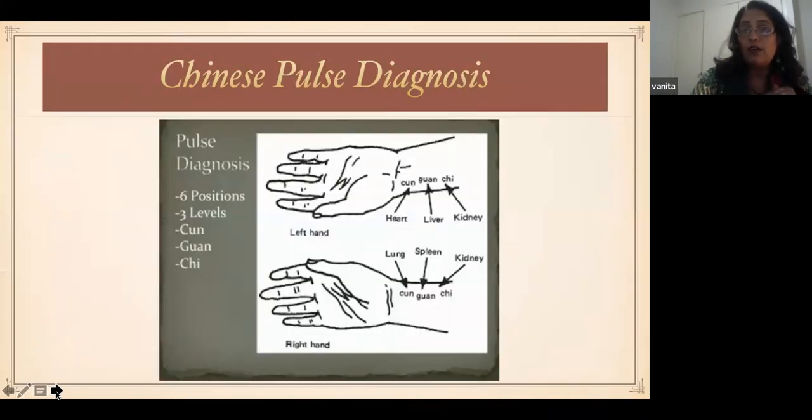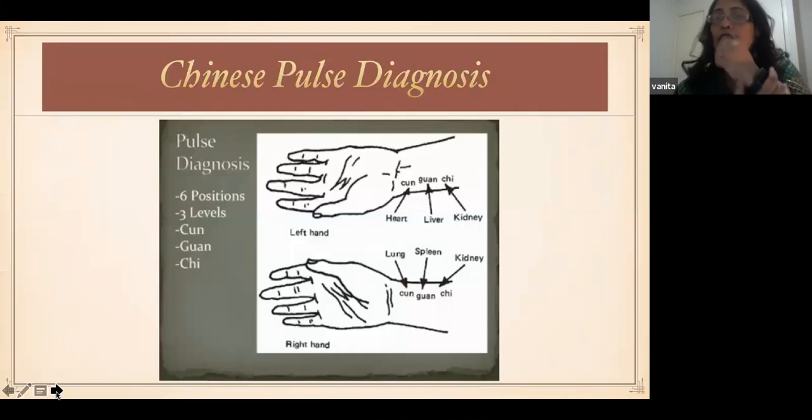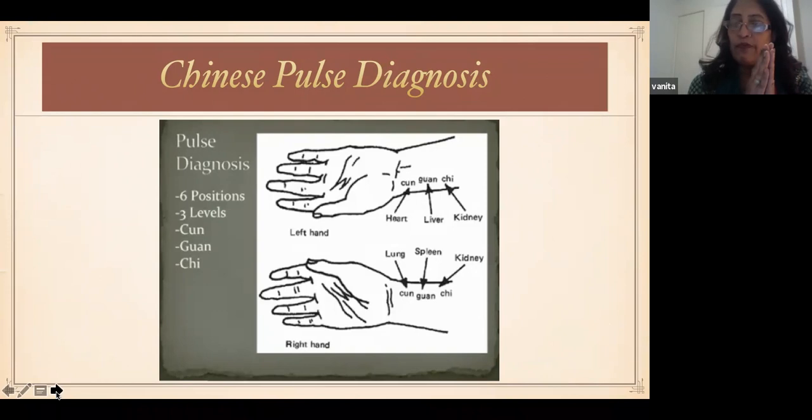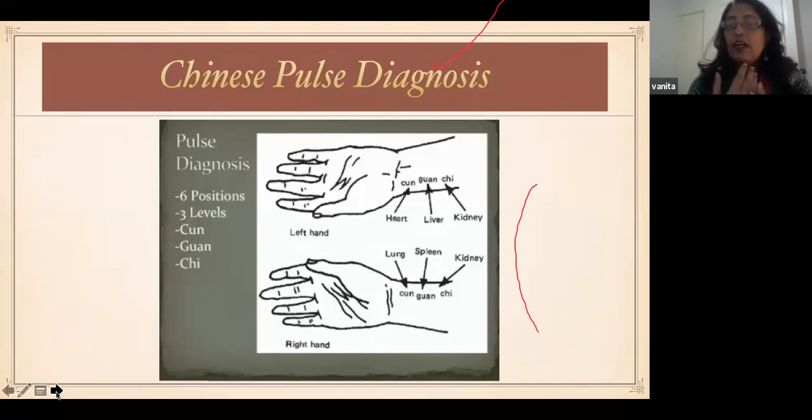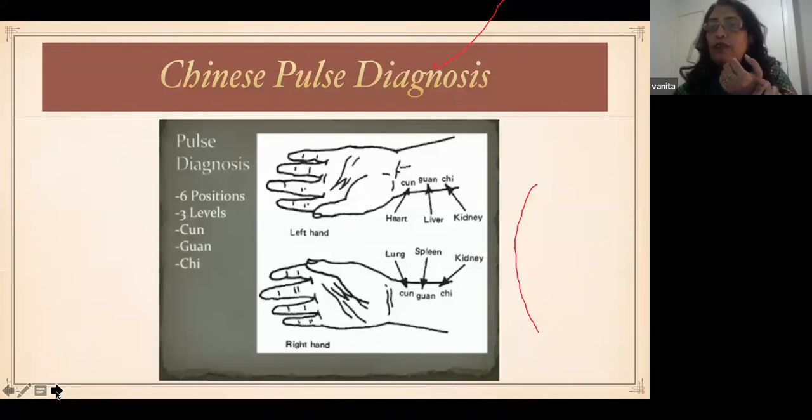According to the Chinese, they use 3 points, like in Ayurveda we say Vata, Pitta in the middle, Kapha. In Chinese, they say Cun, Guan, Chi. These are the positions considered in the right and left hand. They feel the different organs at 3 different levels. So in the left hand, it's heart, liver, kidney. Then in the right hand, it's lung, spleen, kidney, because kidneys are 2, obviously.